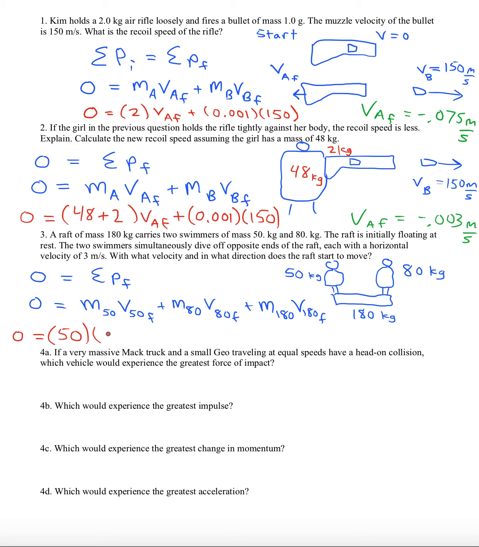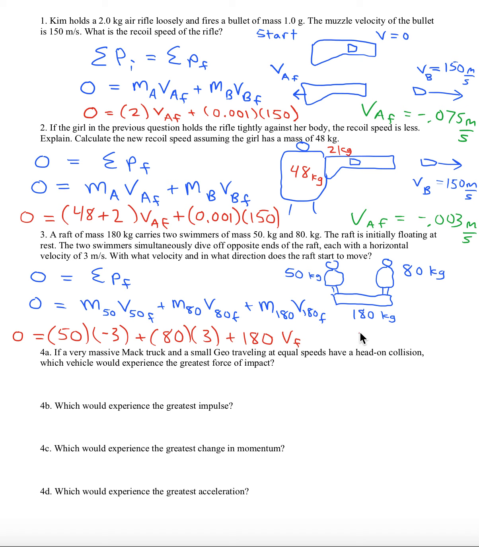You want to consider the direction when it comes to momentum. So the person who has the 50 kilograms, they're going to jump off to the left. So let's give them a negative 3 meters per second speed. Whereas the 80 kilogram person will have a positive 3 meters per second. And we just have to solve for that final velocity of the raft. Let's plug it into the calculator and see what we get.